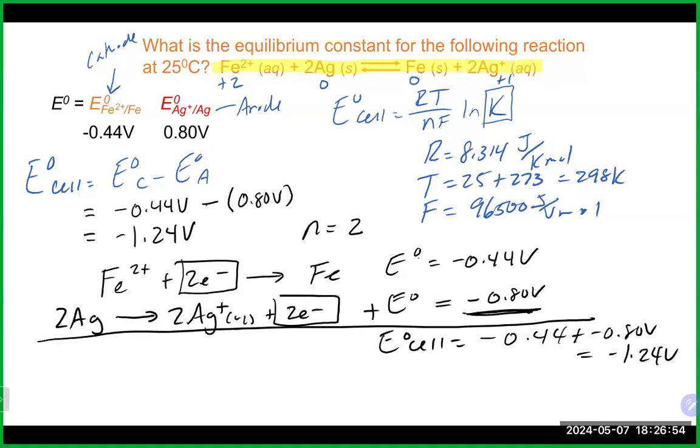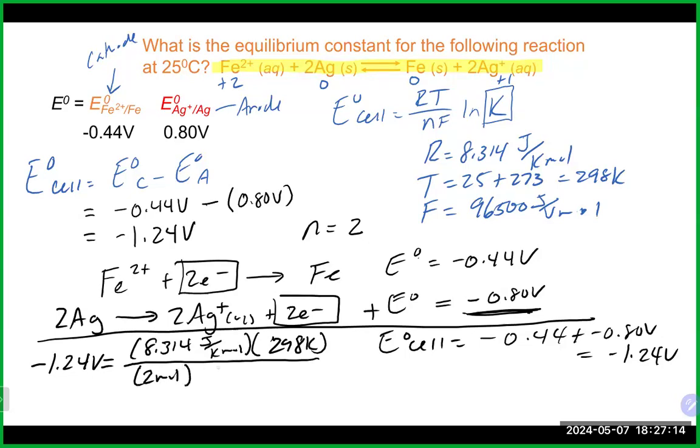All right, now that we got all that taken care of, that basically means we got a minus 1.24 volts is equal to 8.314, which is our gas constant, times our temperature in Kelvin, divided by our N, which is 2 moles, and our F, which is 96,500 joules per volt per mole. And that's going to be the natural log of K.